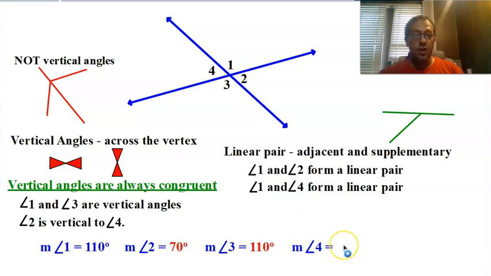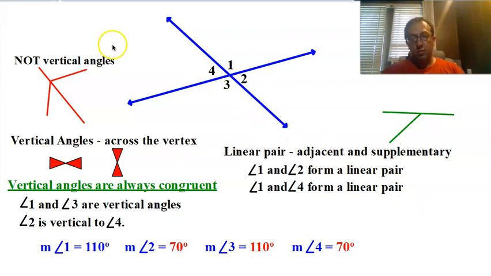Now for the measure of angle 4, I've got a couple of things I could do. I could say, well, from 1 to 4, hey, that's a linear pair too, right? So those are going to add up to 180. Or I could say angle 4 and angle 2 are vertical angles, so they're going to be congruent to each other. Either way, if you take it as a linear pair, it's supplementary, and 180 minus 110 is going to be 70. Or it's vertical to angle 2, so they're congruent, and it's going to be 70. So either way, it doesn't matter. Got a couple different ways you can do that.